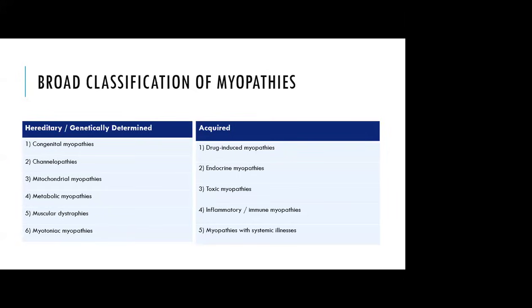For the broad classification of myopathies, we can divide them into hereditary and acquired. In hereditary, we have congenital myopathies, channelopathies, mitochondrial myopathies, metabolic myopathies, muscular dystrophies, and myotonic myopathies. Whereas in acquired, we have drug-induced myopathies, endocrine myopathies, toxic myopathies, inflammatory or immune myopathies, and myopathies with systemic illnesses.